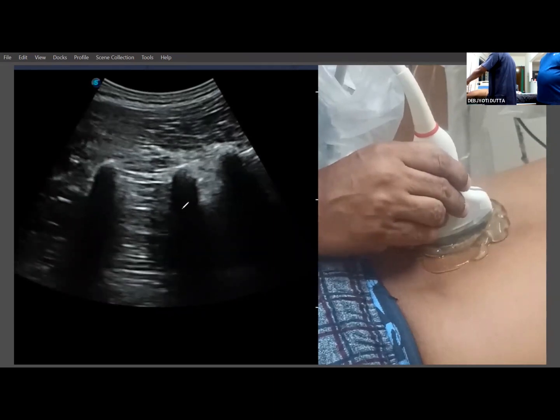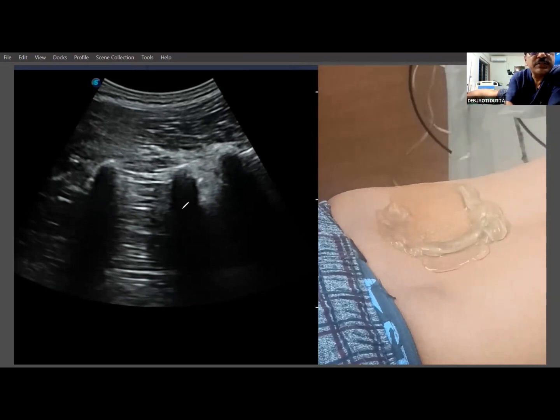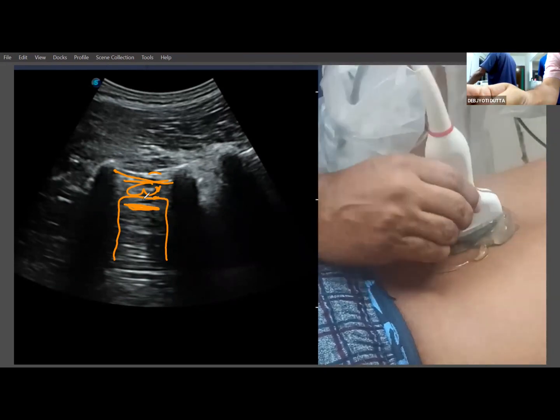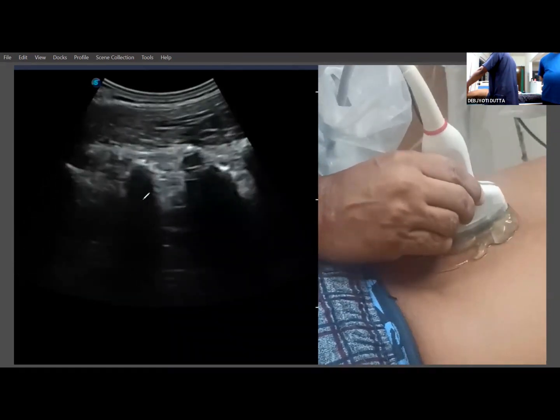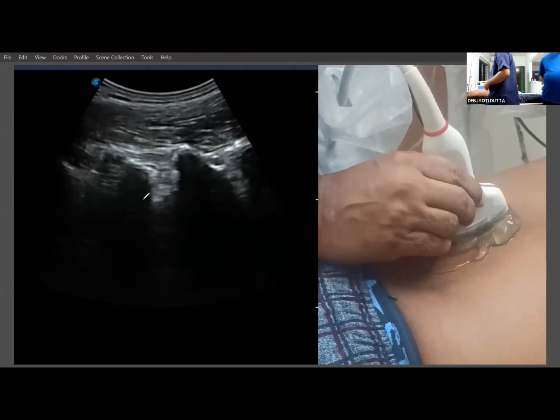Now the intertransverse complex is very nicely seen. So this is your intertransverse complex. Just below that is the neurovascular bundle, and from here is the psoas, and this is your lumbar plexus within the substance of the psoas. So now we are going more medially, and now this is the mammillary process.